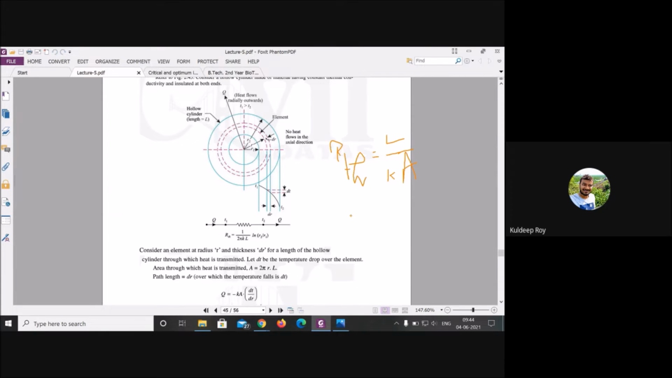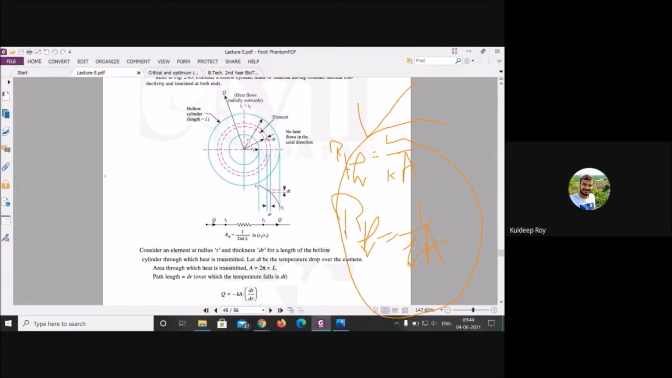L by KA, okay. R_th by the convection, 1 by hA. This thing we have seen, correct? You have solved problems on this as well. But this numerical was only for a plain slab, plain wall, or any kind of brick wall.